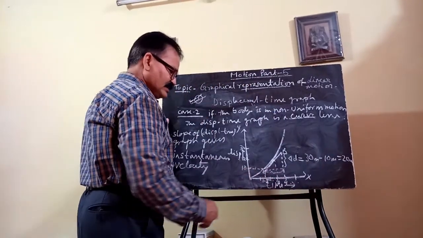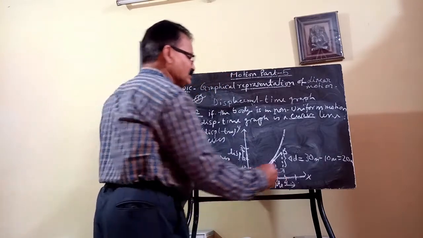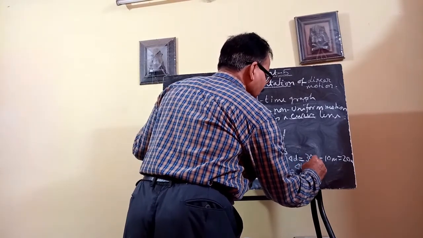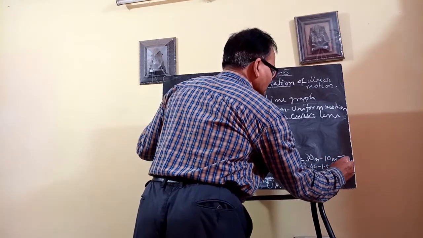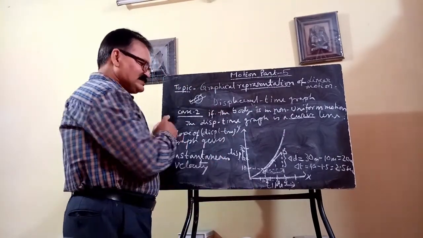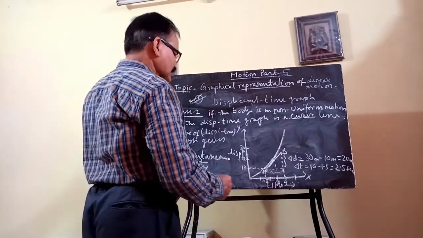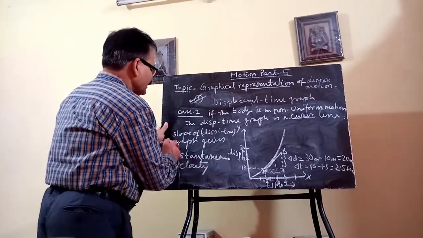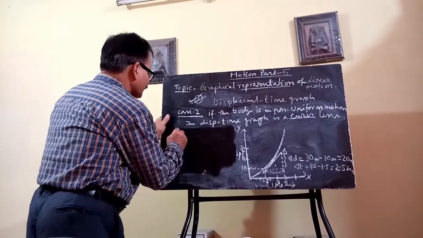And the time is your, say this is your 4 second and this is your 1.5, time is your, that is your del T, and your del T is your 4 second minus 1.5 second equals say 2.5 second. So therefore instantaneous velocity can be determined by this ratio.